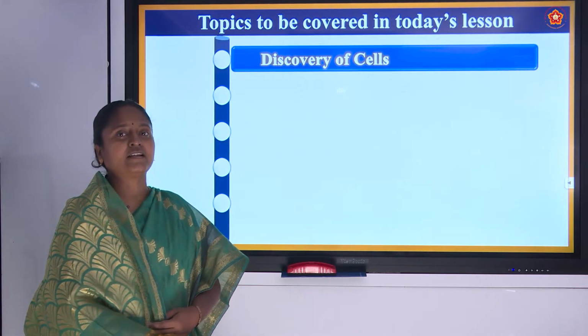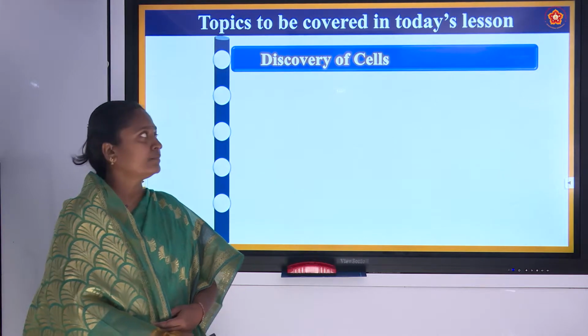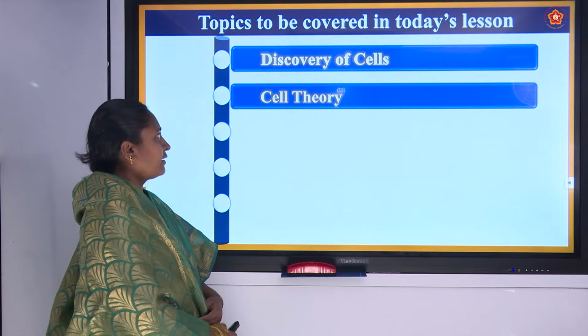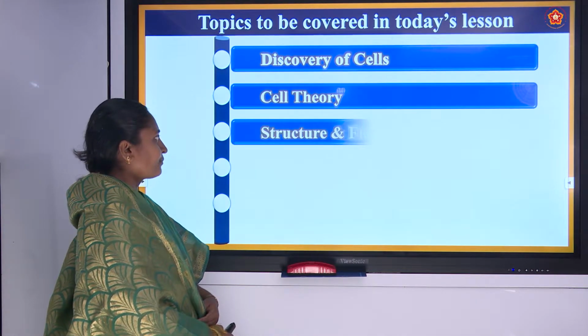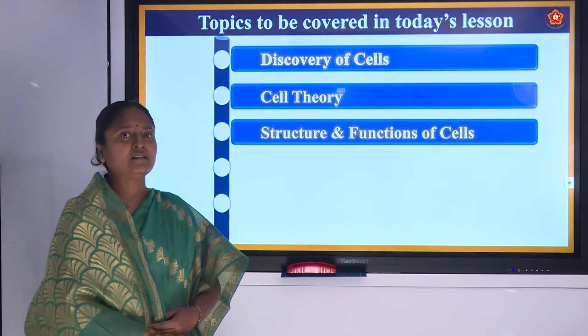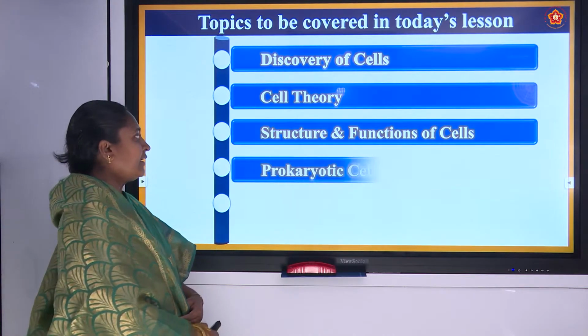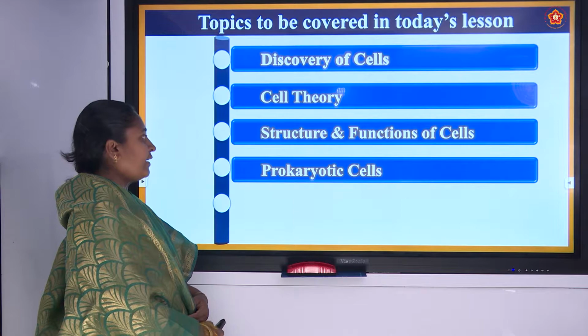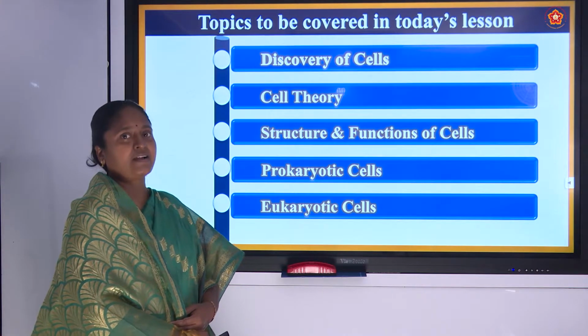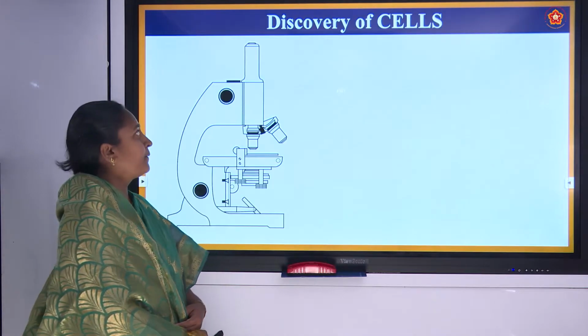Today's learning objectives are how the cell was discovered in a living organism and what is cell theory. We will study the structure and function of the cell. Later we will see the types of cells as prokaryotic cell and eukaryotic cell. So, we will start with our lesson today.